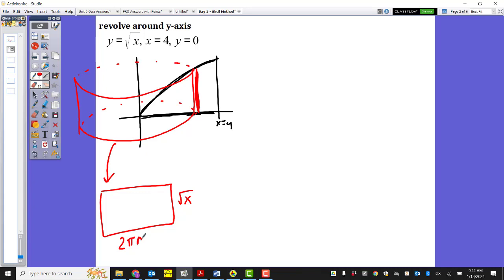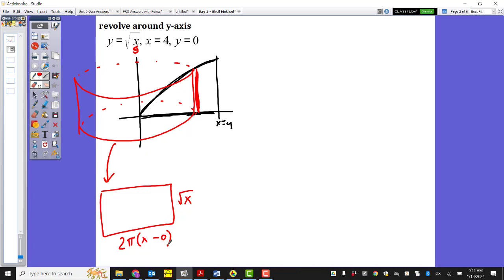Okay, 2 pi, and then our radius. We said our radius is either x or, more accurately, x minus the axis. So in this case, it's going to be x minus our axis of revolution, which is this one right here, so x minus 0.